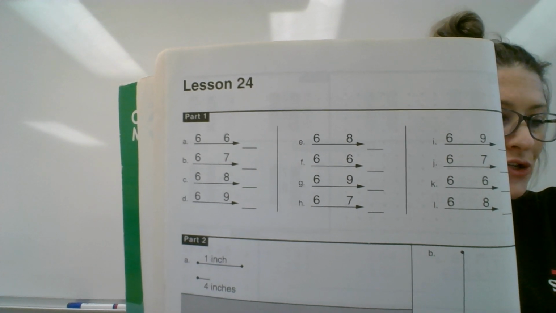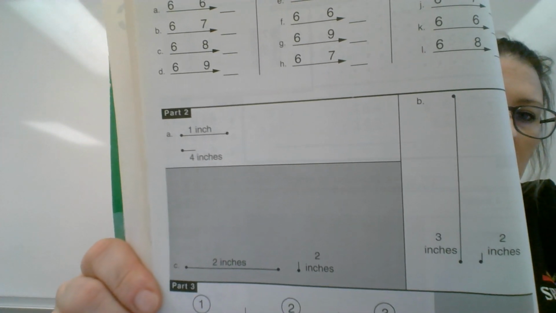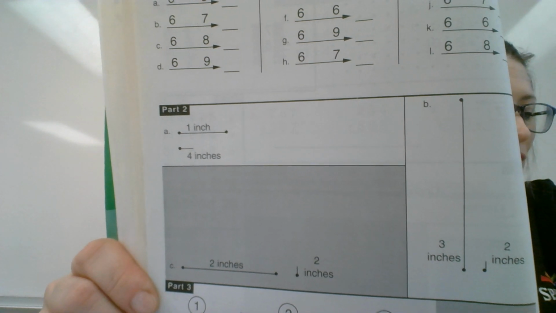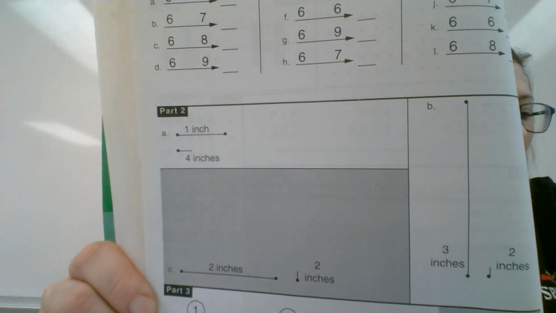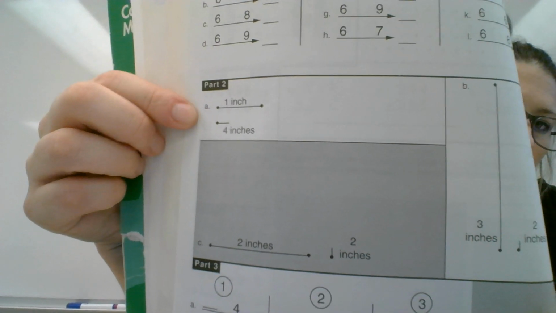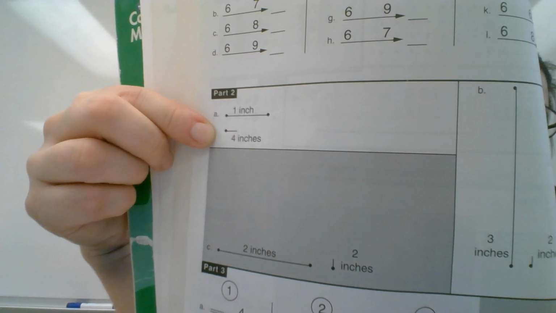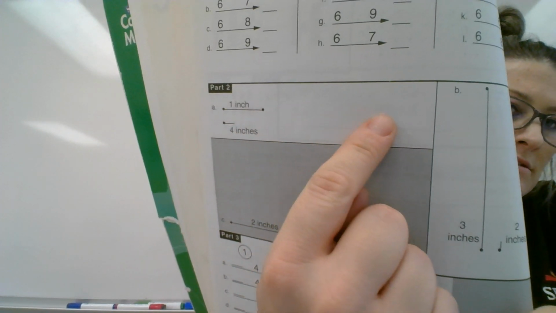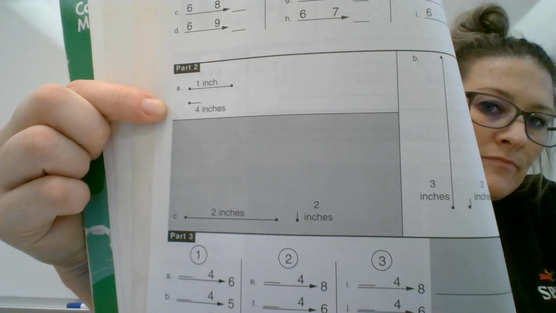Okay, part 2. We are estimating our lines. Remember, when you estimate, you just make a good guess. You'll make a line for each problem without using a ruler. You're going to estimate how long it should be, then draw it. Find A. So this is 1 inch. Now I need you to draw 4 inches. So you're going to draw this 4 times. Okay? So you're estimating how long 4 inches would be.